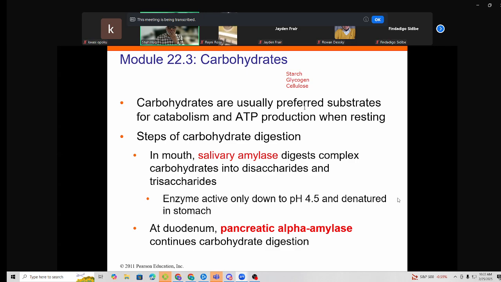Then in the duodenum, the complete digestion of the carbohydrate takes place by the enzyme called alpha amylase from the pancreas. This amylase from the pancreas and the amylase from the salivary gland are not exactly the same. This cannot digest into monosaccharide. They make disaccharide or trisaccharide.